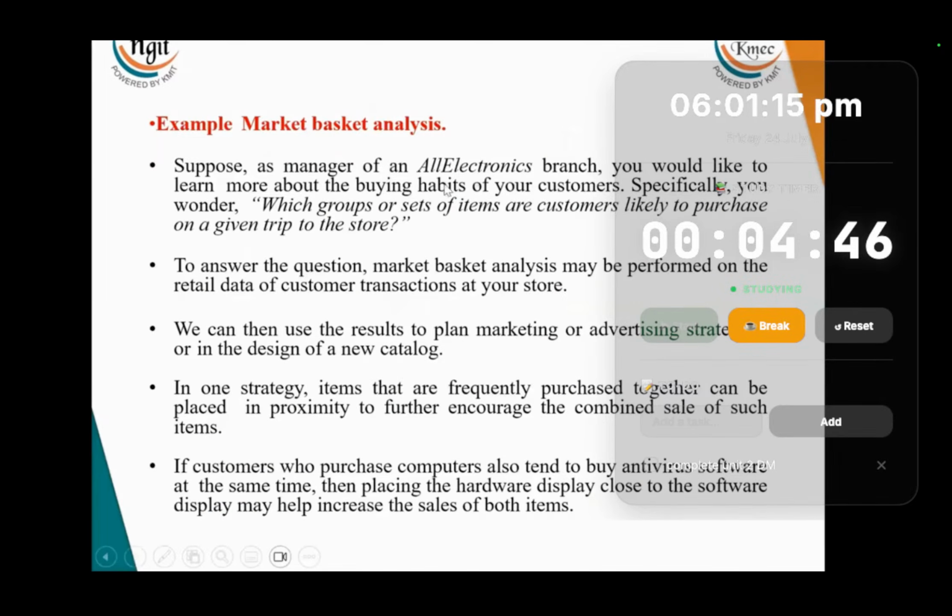Let us consider one more example. Like, let us take an electronics example, where we have all types of electronic devices which can be purchased.